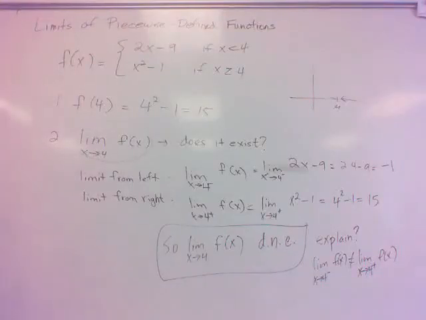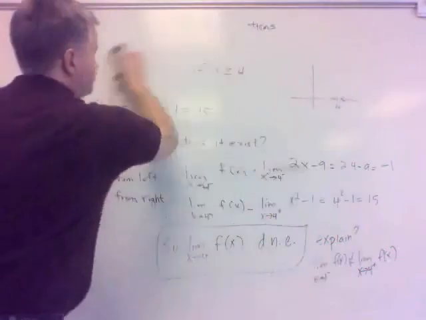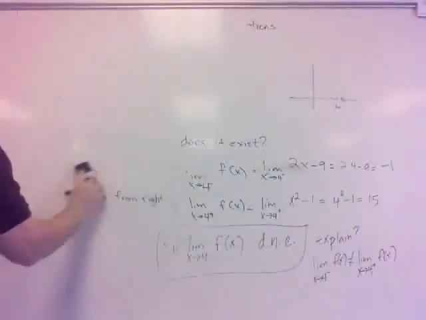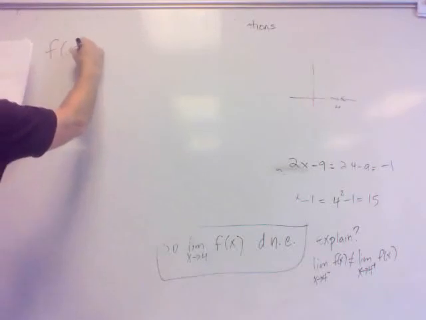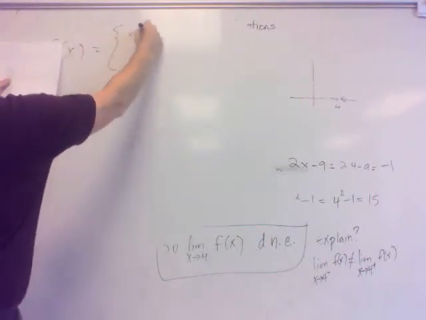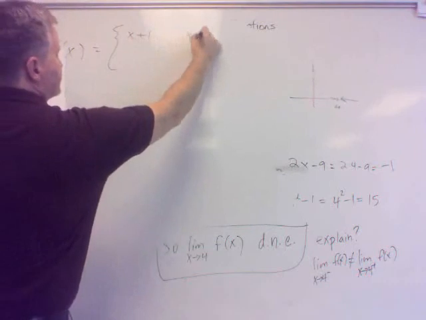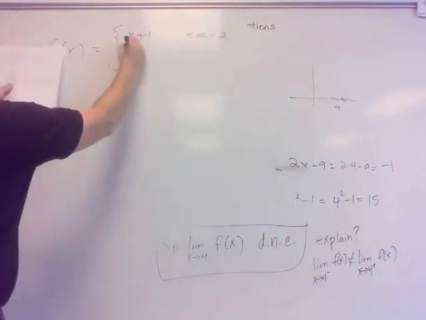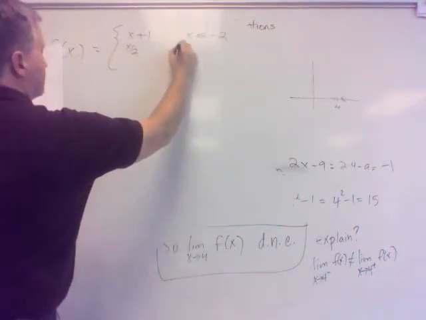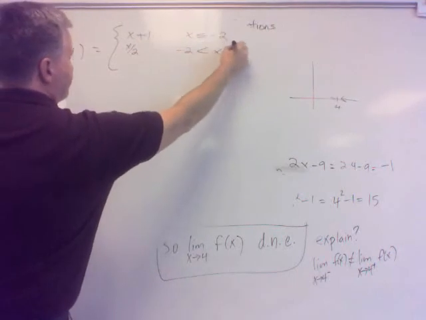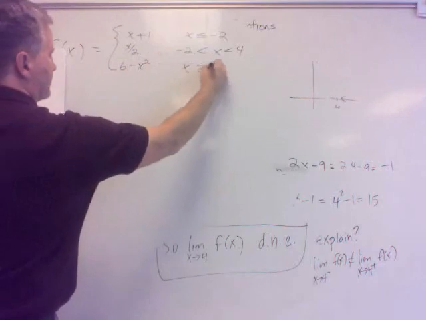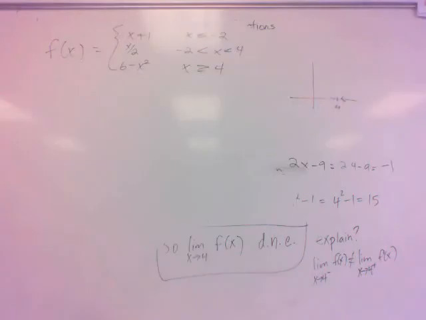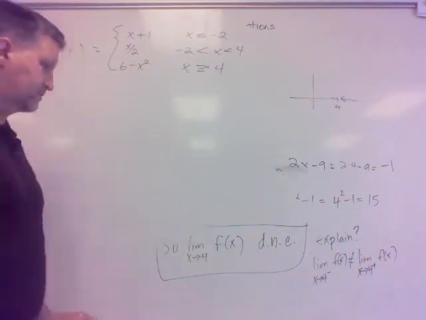All right, let me mention one more real quick here. Let's say f of x equals x plus 1 if x is less than or equal to negative 2, x over 2 if negative 2 is less than x is less than 4, and 6 minus x squared if x is greater than or equal to 4. So this one has two, if you will, two breaks in it as far as the x goes.